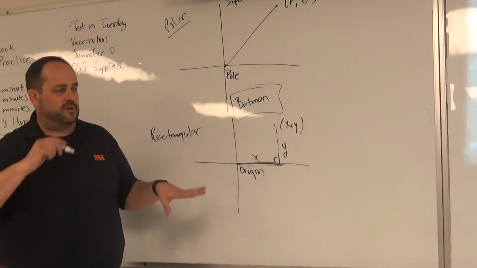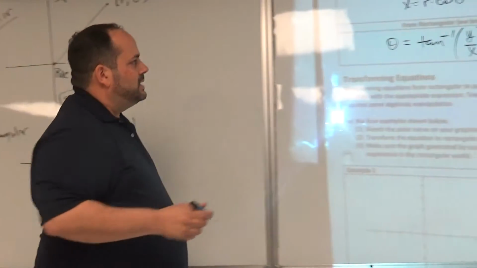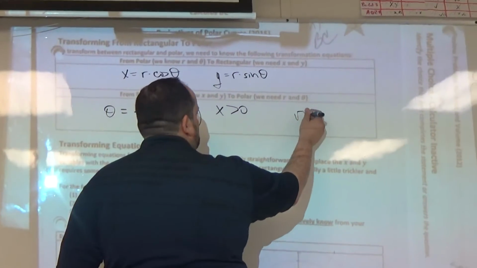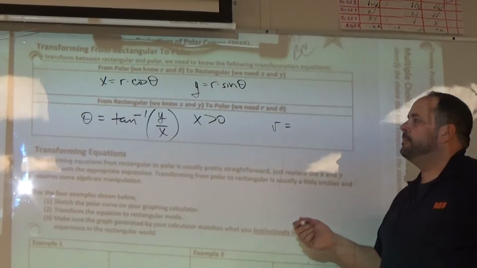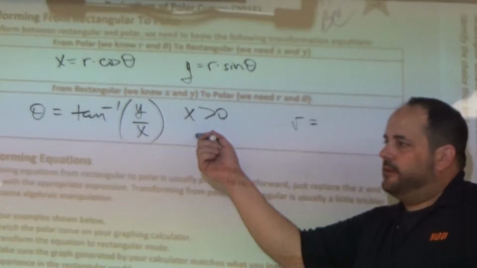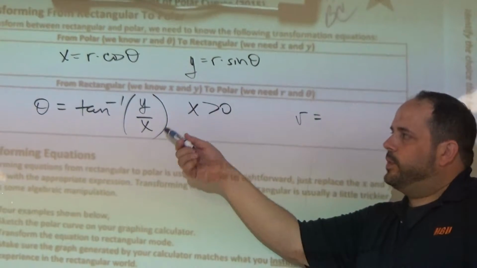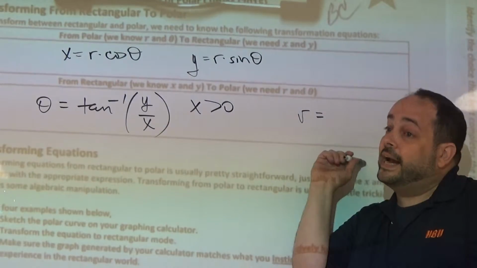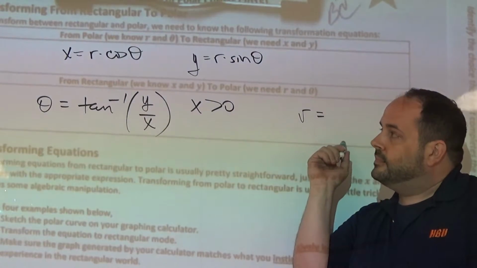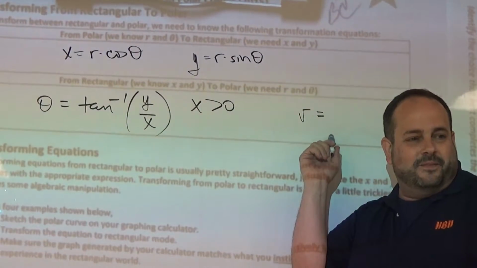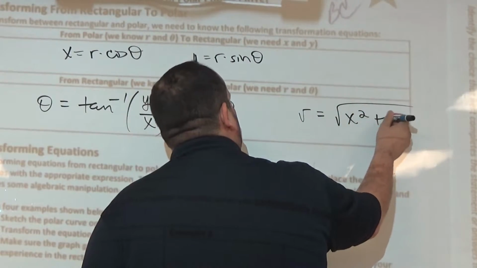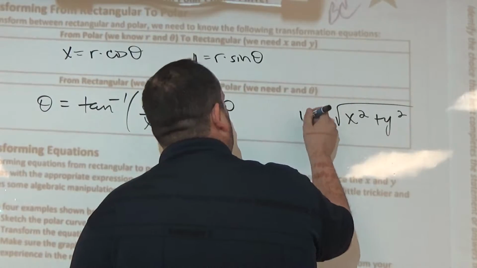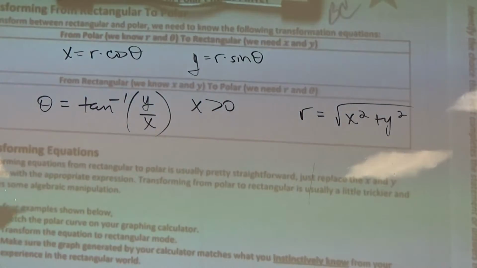So in this case, if you're in quadrants 1 or 4, theta is arctan y over x, where x is greater than 0. How do you get the radius? R is equal to the square root of x squared plus y squared.